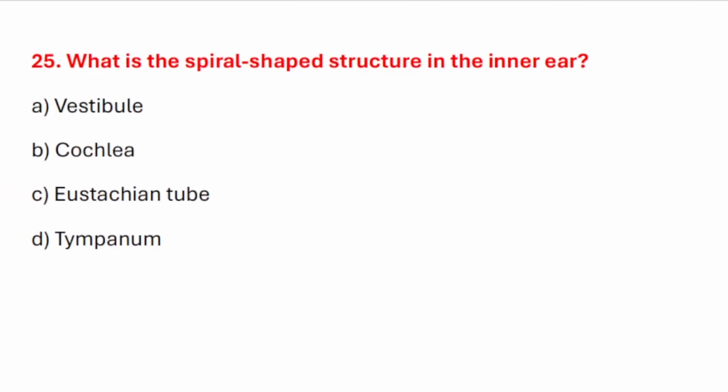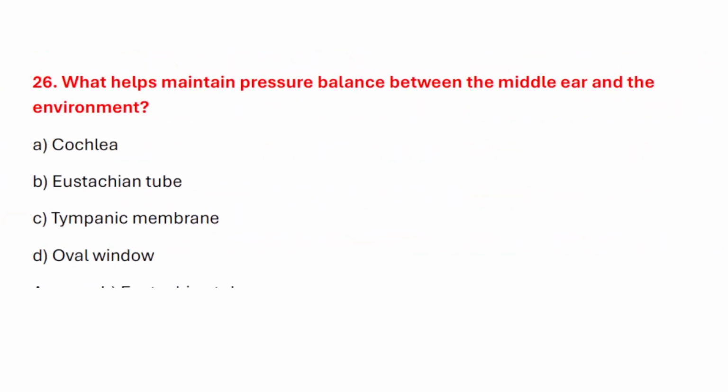Question number 25. What is the spiral-shaped structure in the inner ear? Correct answer is option B. Question number 26. What helps maintain pressure balance between the middle ear and the environment? Correct answer is option B, Eustachian tube.